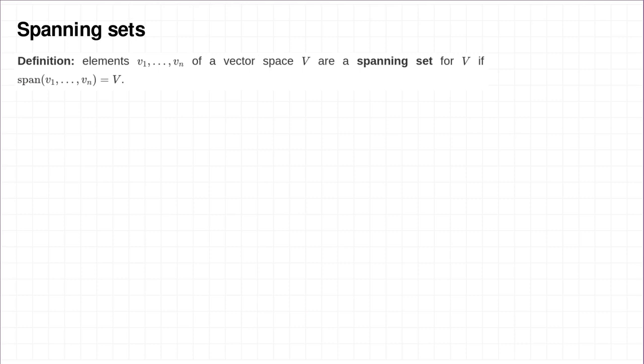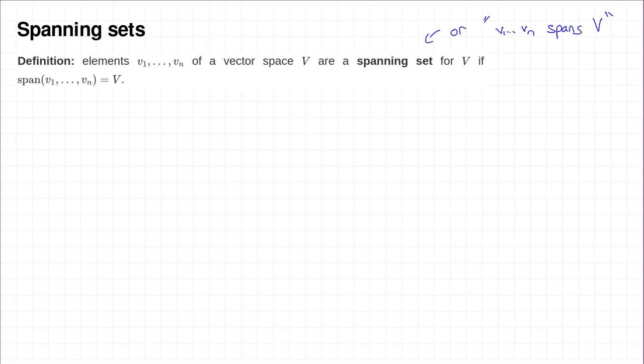Next, we're going to make a definition of spanning set, and here it is. We say that elements V1 up to Vn of a vector space V are a spanning set for V if their span is equal to V. There's actually another piece of vocabulary which we use. So we either say these elements are a spanning set, or we might say V1 up to Vn spans V. But those things mean exactly the same, which is that the span of V1 up to Vn is equal to the whole vector space V.